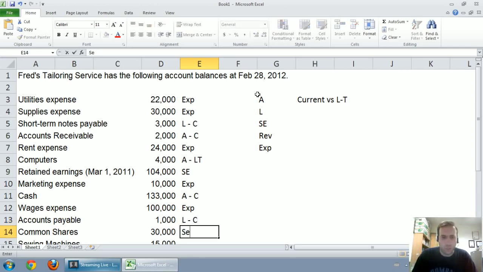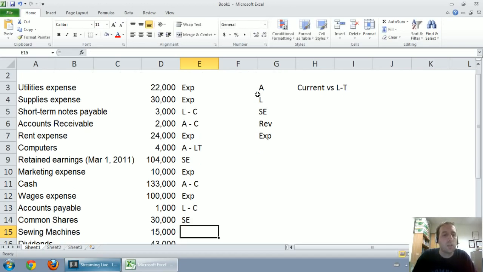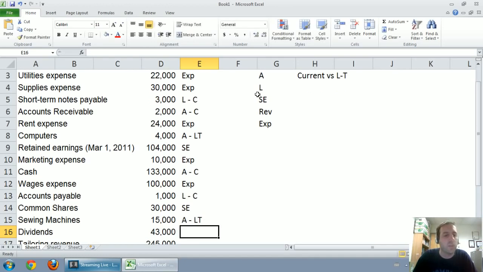Common shares, that's shareholders' equity. The reason we don't have to classify shareholders' equity accounts as current or long term is because they are considered long term in nature. Sewing machines, well, that's an asset, and if I buy a sewing machine, not that I sew, but I would think it would last me more than a year.